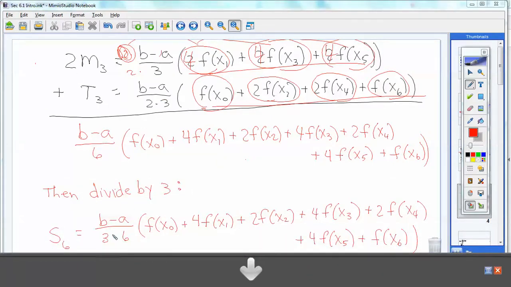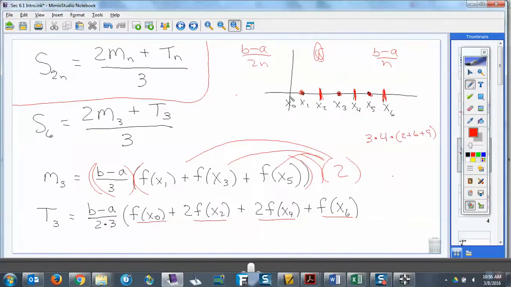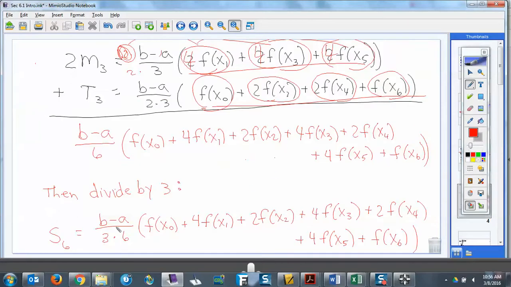So I got b minus a over 3. When you divide by 3, that just puts a 3 on the bottom, right? So now instead of just 6 on the bottom, it'd be 3 times 6. And look what I got. I got 6 subdivisions because it starts at x0, ends at x sub 6, right? So that's 6 subdivisions. Okay, it goes back to this screen here. 1, 2, 3, 4, 5, 6. 6 subdivisions. Okay, so that's my n, which is my n right there.